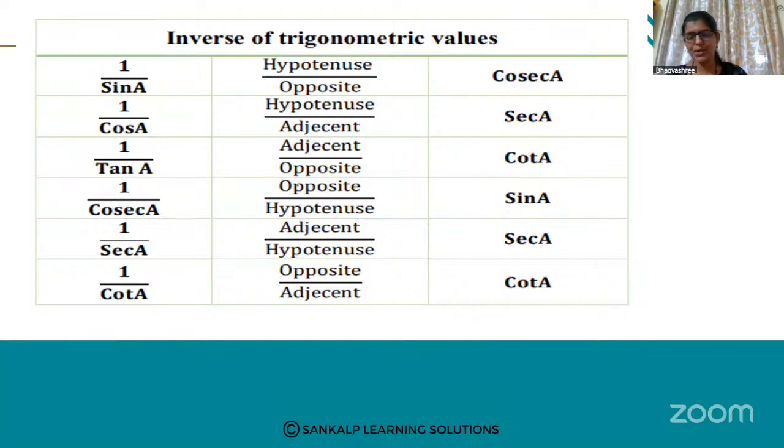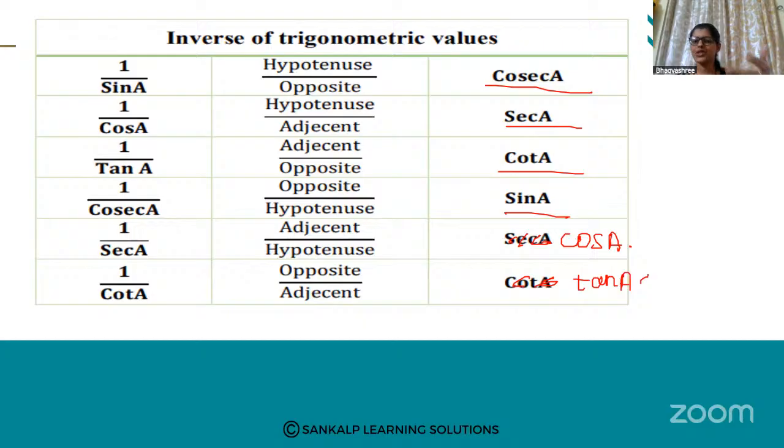Inverse of trigonometric values. Inverse means reciprocal. Reverse it. 1 divided by sine is called cosec A. 1 divided by cos A is sec A. 1 divided by tan A is cot A. 1 divided by cosec A is sine A. Like that, 1 divided by sec A means cos A, it is not secant, cos A. 1 divided by cot A is tan A. Right? What do we call this? Inverse of trigonometric values.